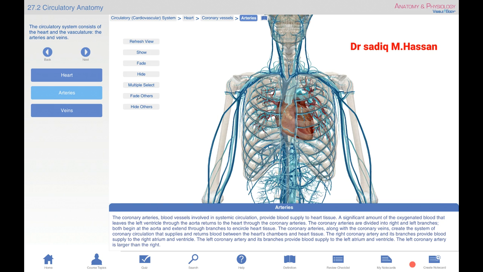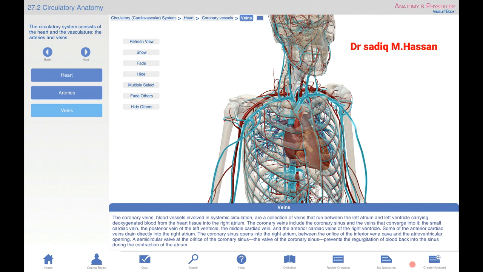There are three reasons for this. One is that the left side is larger. The left coronary artery supplies the left side of the heart, especially the left ventricle. The muscle of the left ventricle is three times stronger than that of the right side. I will discuss the three reasons in later videos.